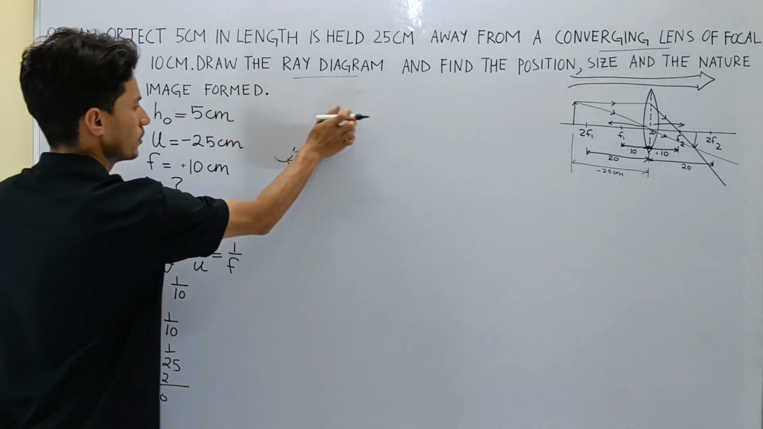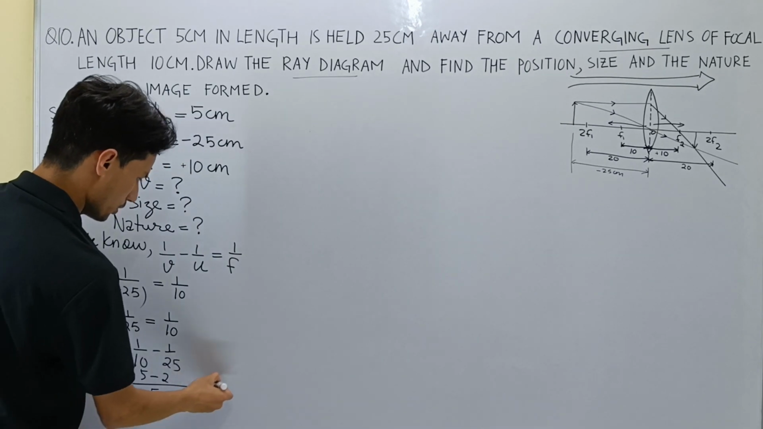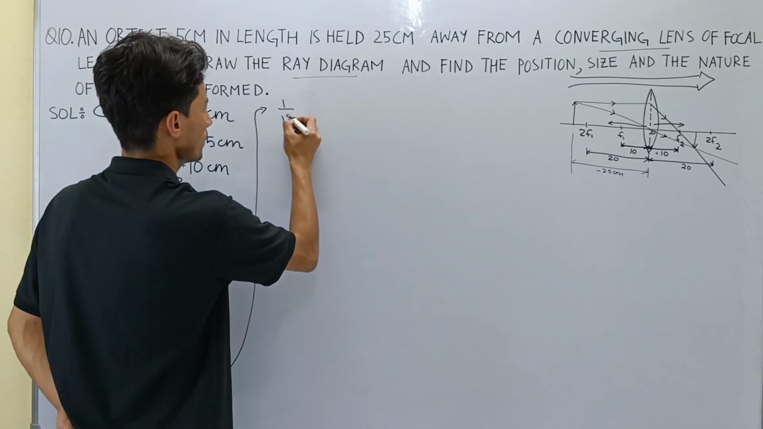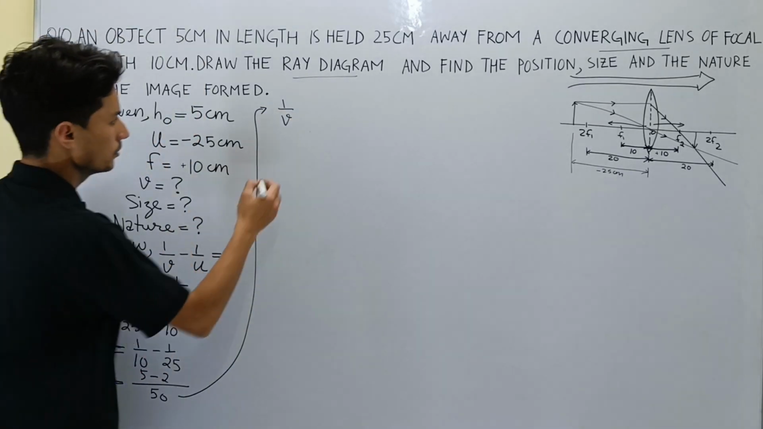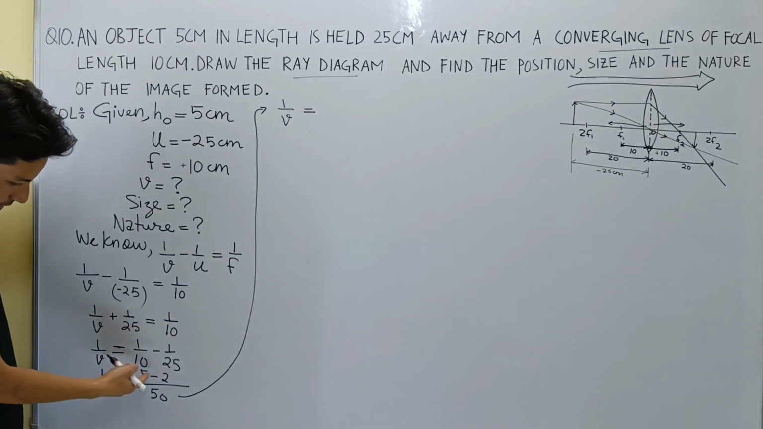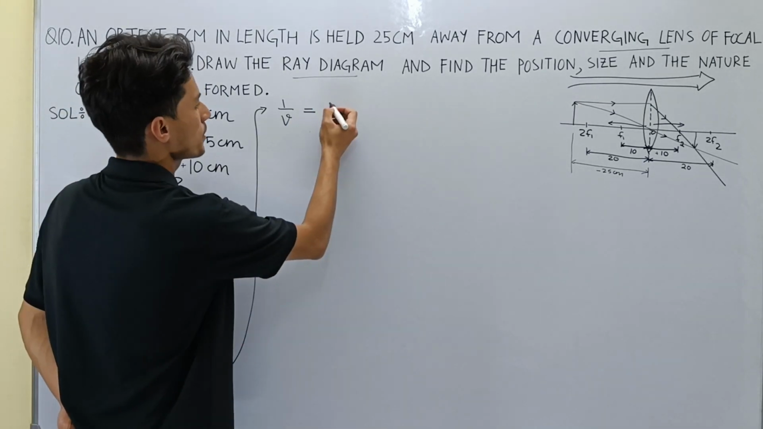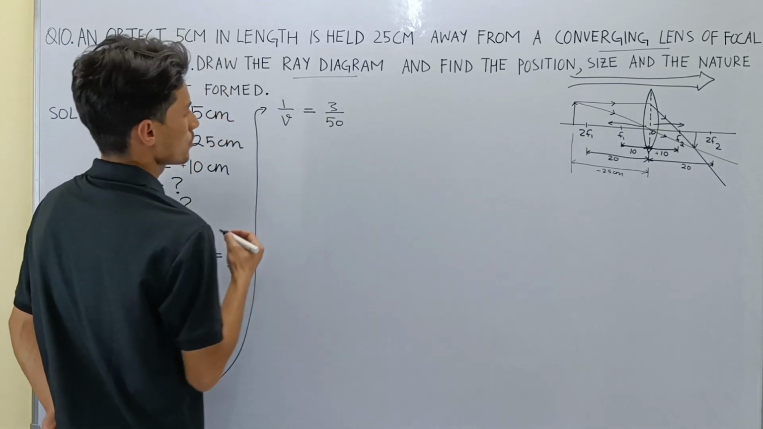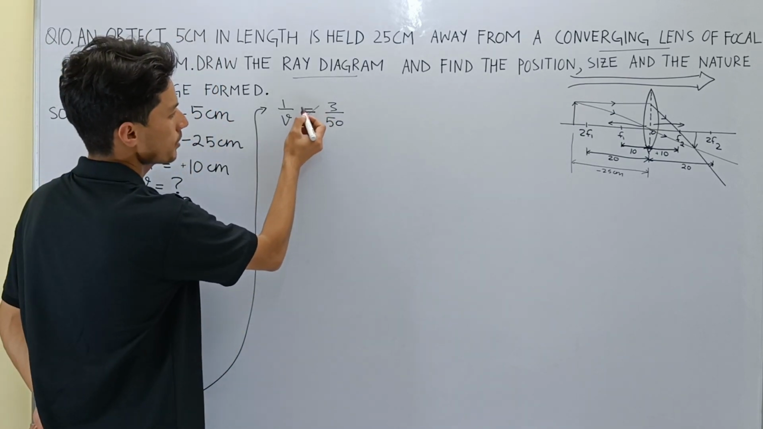So now we continue here. So what are we getting? 1 by V equal to 5 minus 2. How much is it? 5 minus 2 is 3. 3 by 50. So what we do now is we go for cross multiplication.